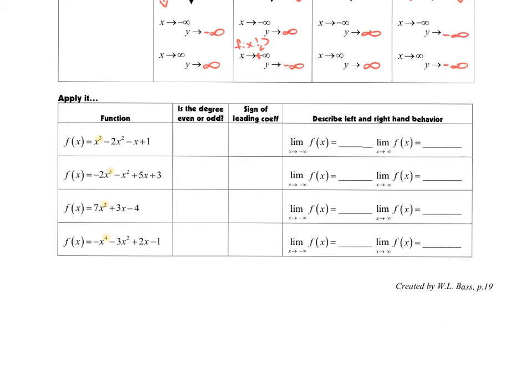So our x cubed, of course, has an odd degree. Our x to the 5th has an odd degree. Our x squared is even. And our x to the 4th is even.